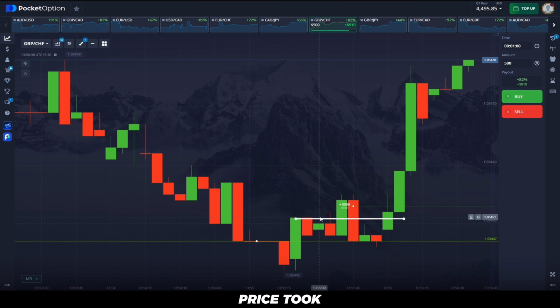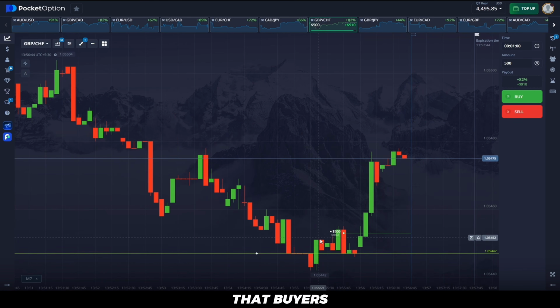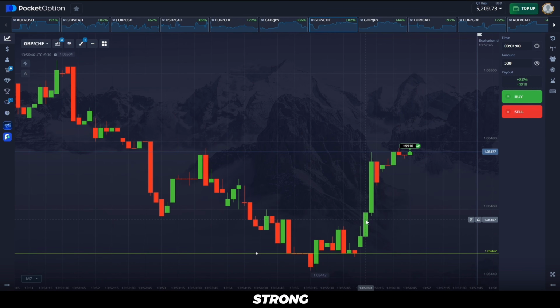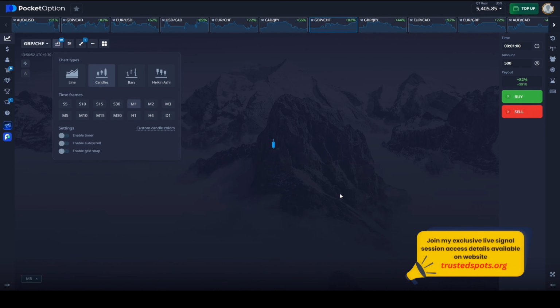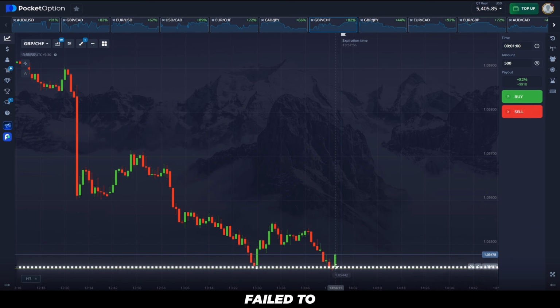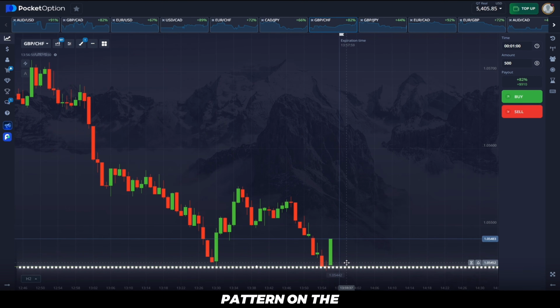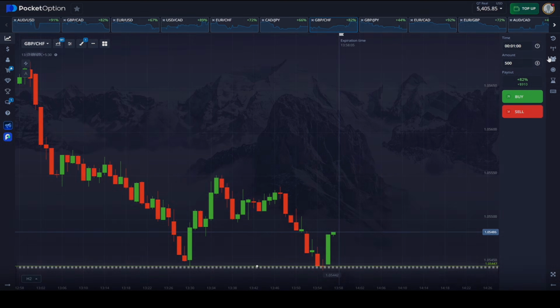After that, price took longer to break this zone, but finally this candle broke the zone, which is another confirmation that buyers are pushing and they are strong in this particular situation, and that's why I took this trade. So it was a simple setup. Price hit the recently formed swing low, failed to break, and formed a reversal pattern on the 5-second chart that compelled me to place the trade because buyers were looking strong here.